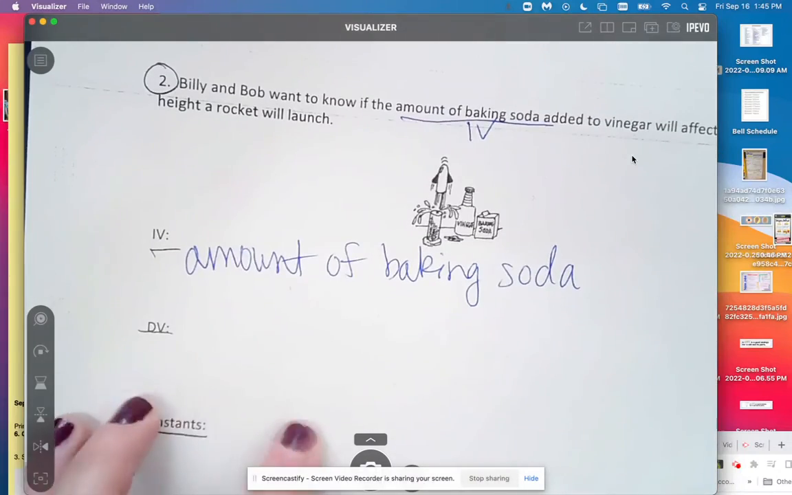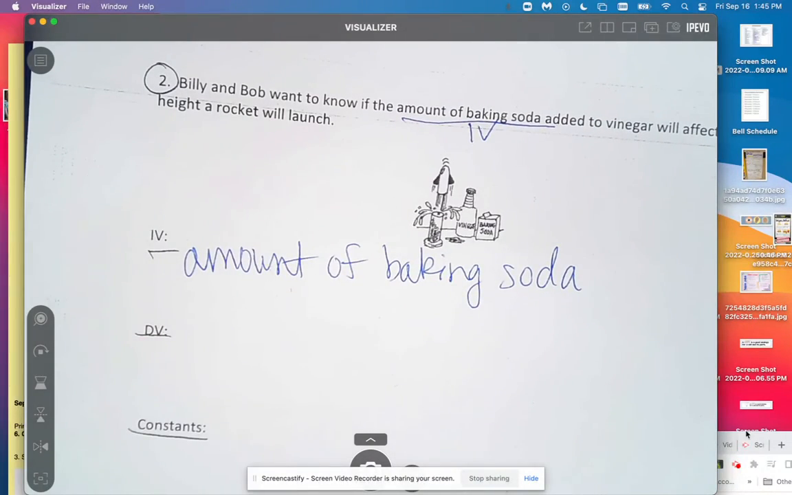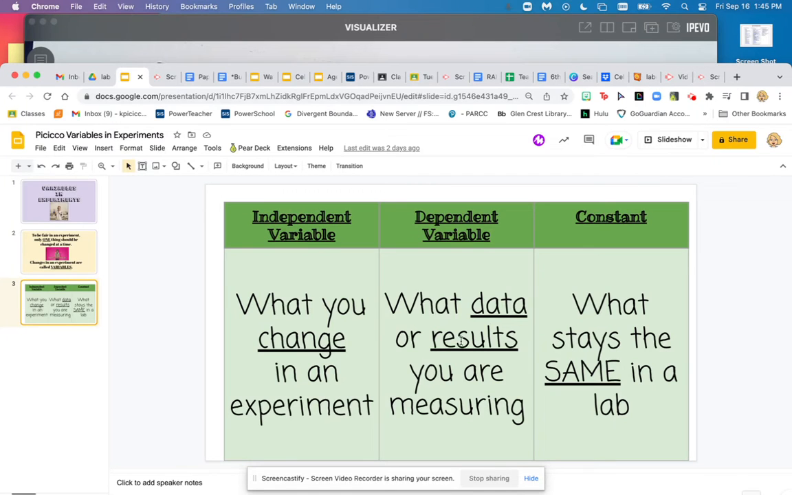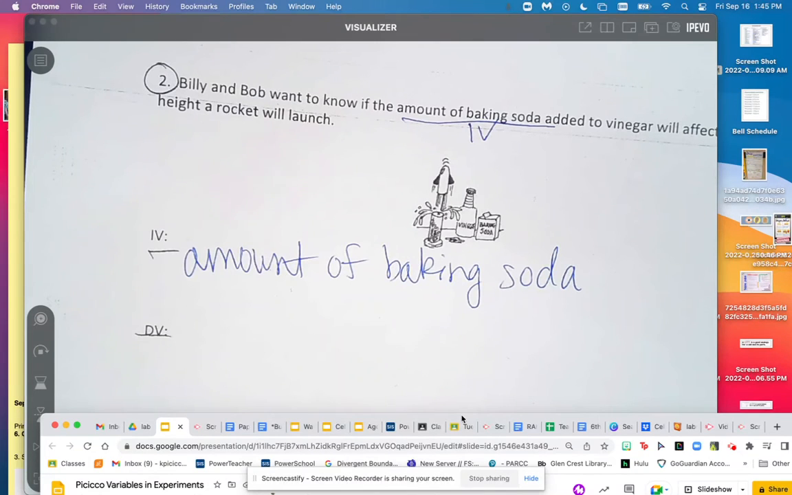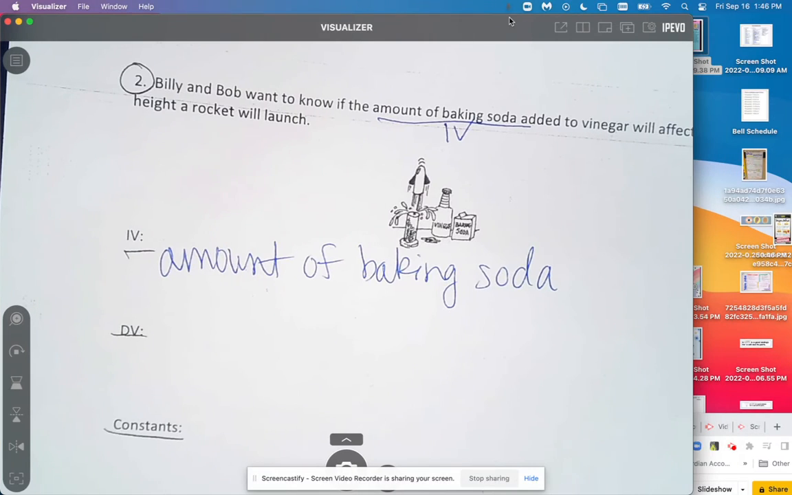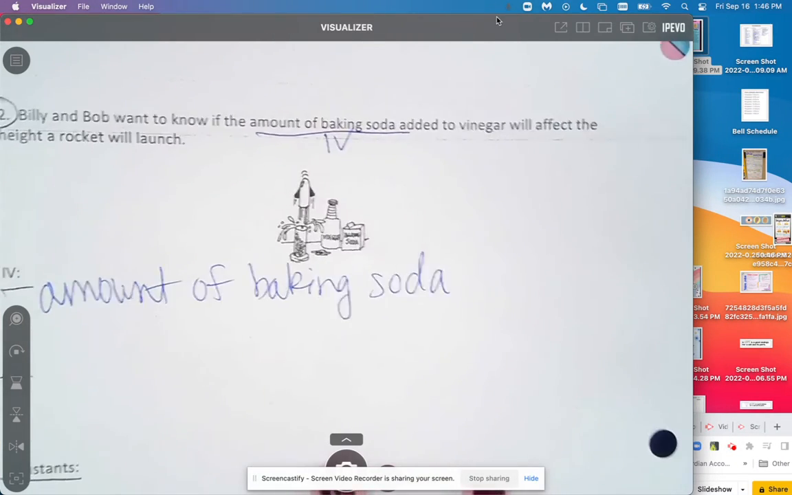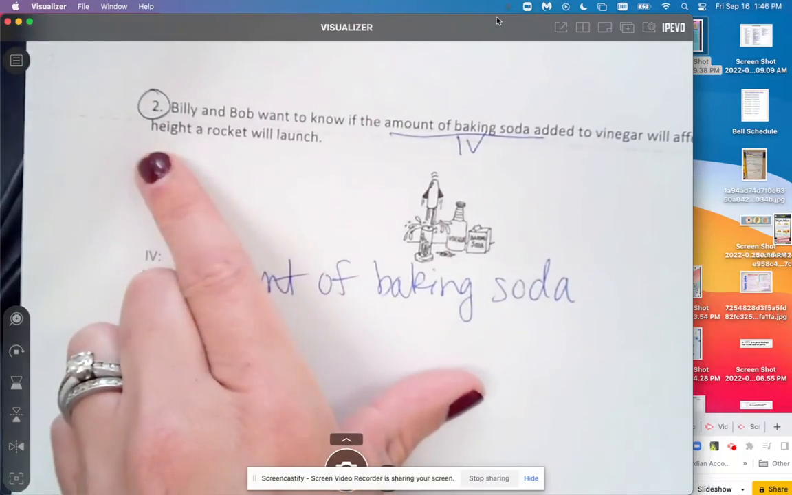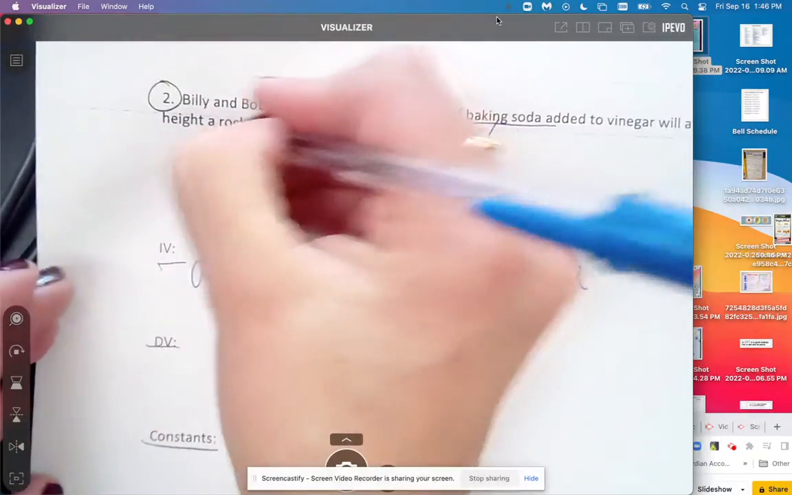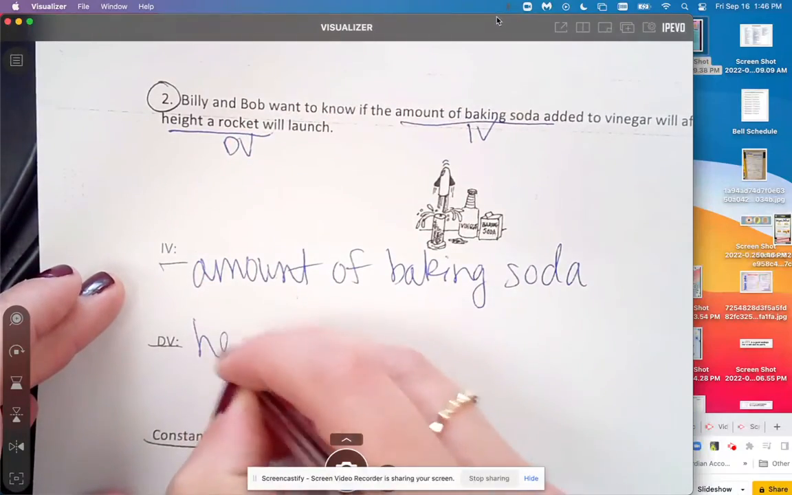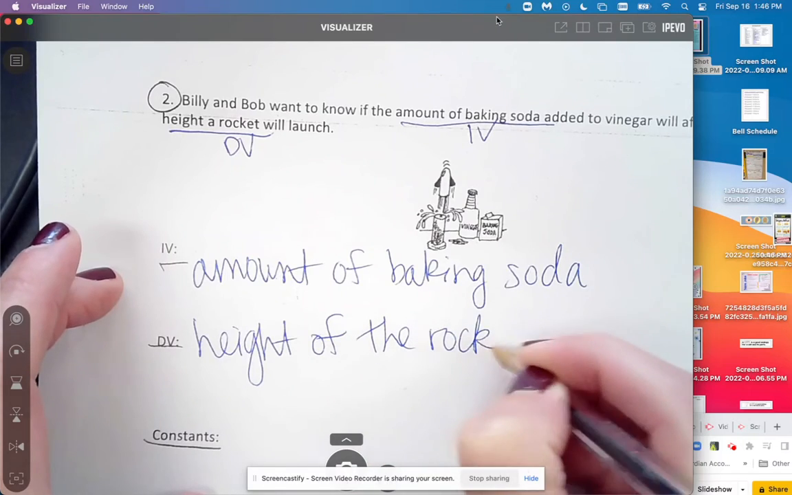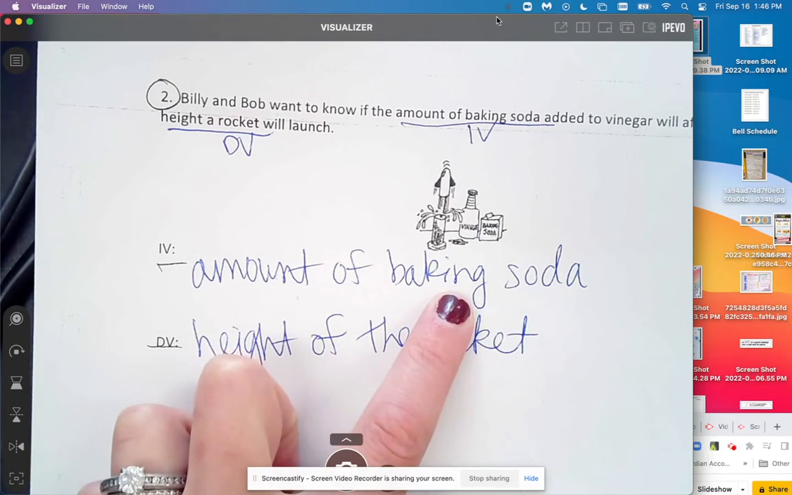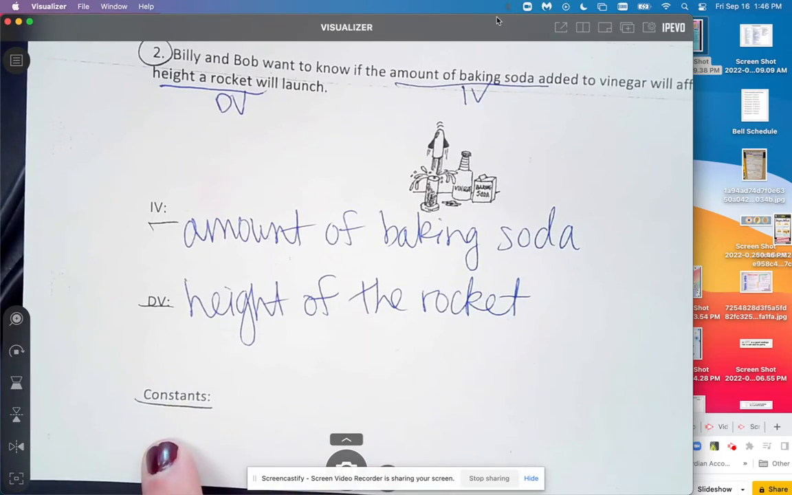Okay. My dependent variable, if you remember, is what my data or results are. So, what am I trying to measure? In the end, what will tell me if baking soda amounts differ and change the height of the rocket? Well, if I look at something else, it will say added to vinegar, that's not going to change. Will affect the blank of the rocket. Anytime it affects something, that's the dependent. So, height of the rocket is the dependent, because how high it goes will tell me what amount of baking soda works the best, right? Okay? And then the last one is the constants.